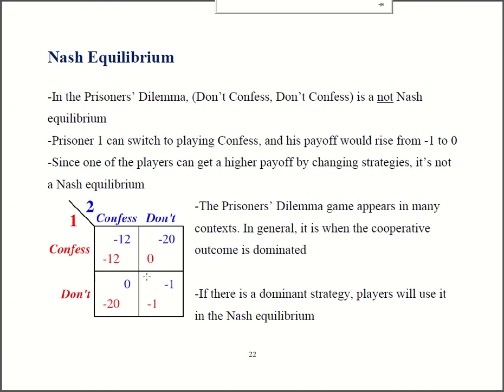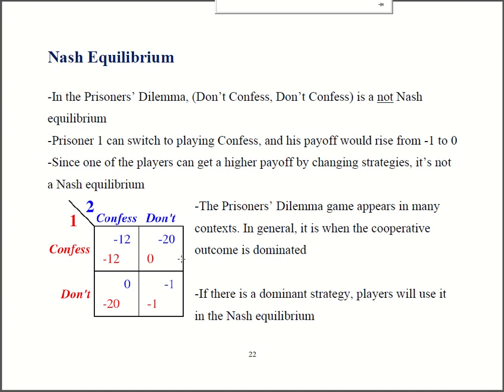You can also verify that the two outcomes here on the diagonals are also not Nash equilibria. So let's say prisoner 1 is confessing and prisoner 2 is not confessing. So we're going to be in this part of the table. So prisoner 1 is getting 0, so they're going free. They're spending no time in prison, prisoner 2 is getting 20 years in prison. Is that stable? The answer is no.